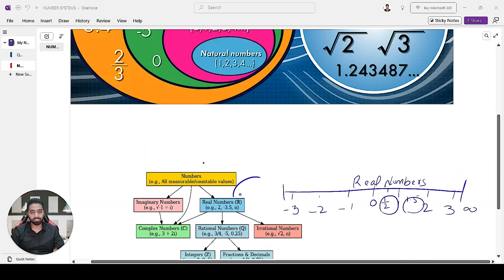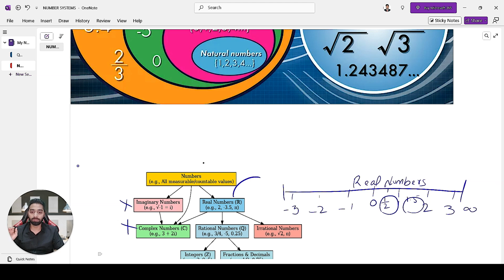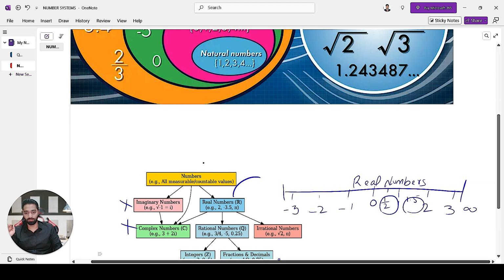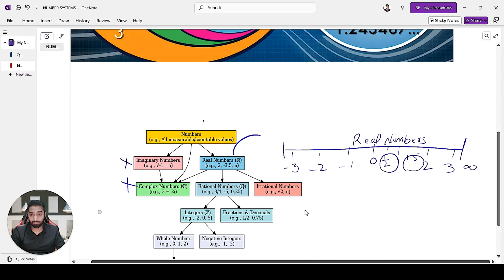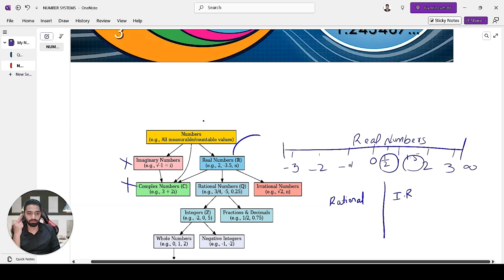Okay, now since we have already covered imaginary and complex numbers, let's forget about them. Let's now come to the actual part, which is real numbers. Real numbers themselves have two main types. One is rational and another is irrational. So what's the difference between these two? Rational numbers are the ones that can be written in P by Q form.